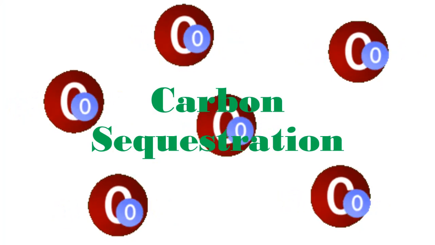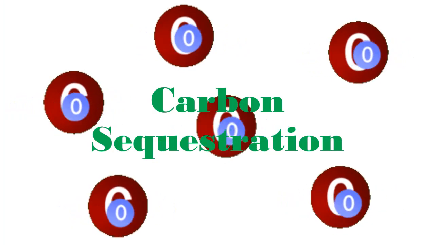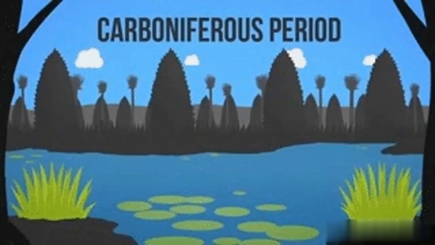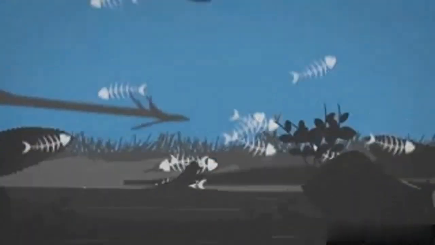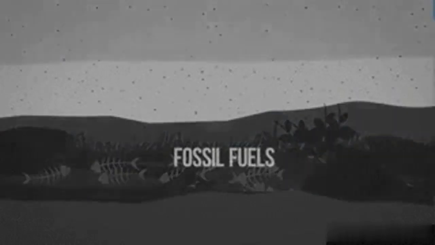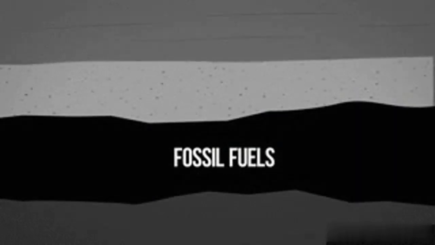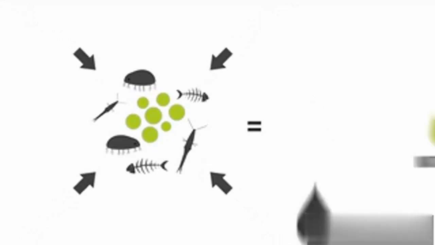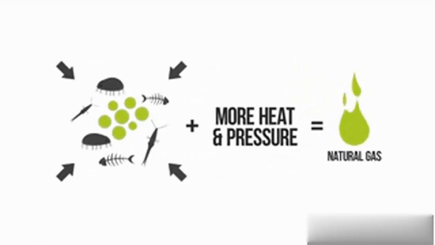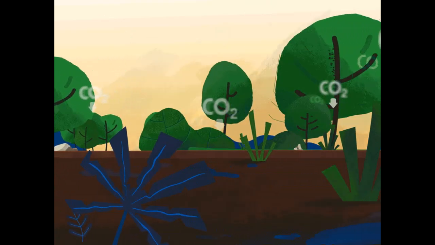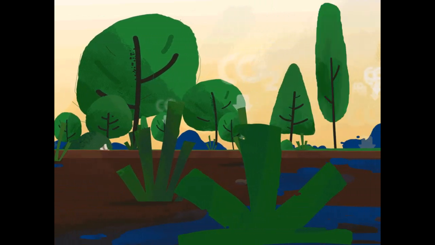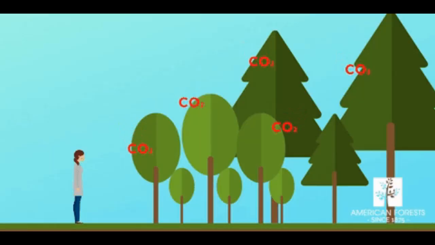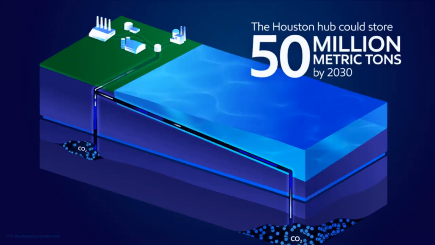And next is carbon sequestration. Natural sequestration: carbon is stored long term in soil, oceans, and vegetation. Dead plant and animal material may form fossil fuels over millions of years. Whereas in artificial sequestration, human activities like reforestation and carbon capture technologies aim to store carbon to mitigate climate change.